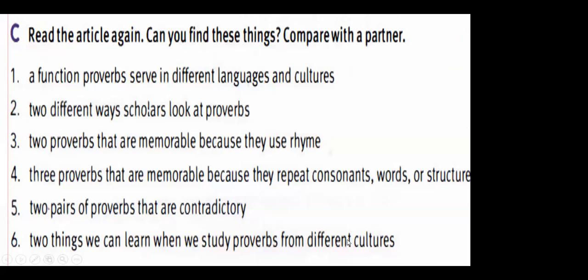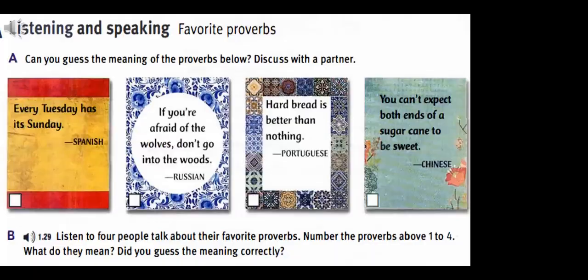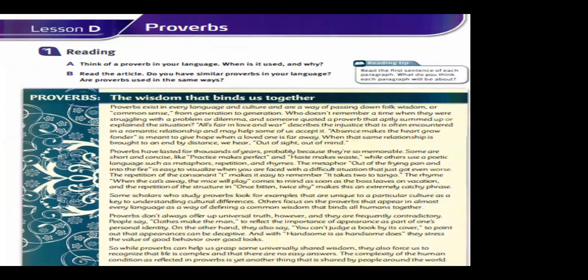Number six, last one, please. Judith or Maru, anyone? All right, two things we can learn when we study proverbs from different cultures. Two things we can learn. In paragraph number 1, 2, 3, 4, 5. So what can proverbs help us grasp? Some universal shared wisdom. They also help us recognize that life is complex and that there are no easy answers. The complexity of the human condition as reflected in proverbs is yet another thing that is shared by people around the world.